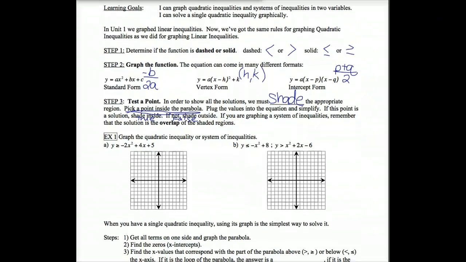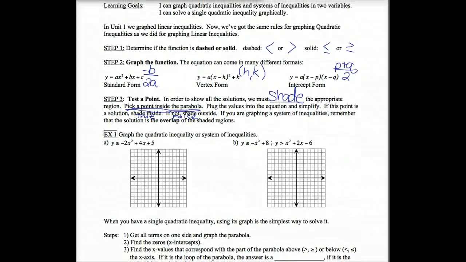All right, so let's look at a little bit of this in action. Right now we're working on the first learning goal: I can graph quadratic inequalities, and that's example 1a. As I look at this, I decide, is this going to be dashed or solid? Because I've got an equal sign, I am going to say that this is going to be a solid parabola. Then I need to graph the function.